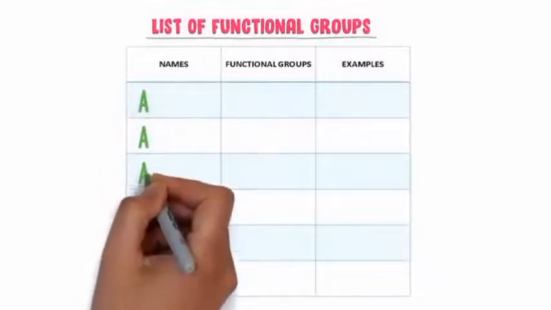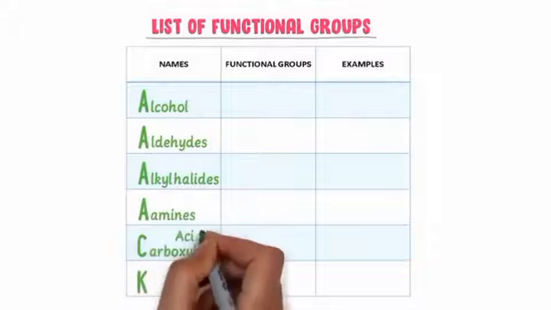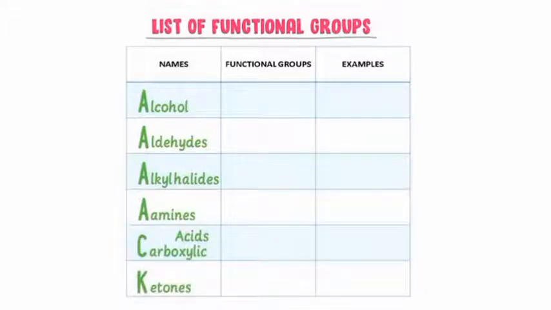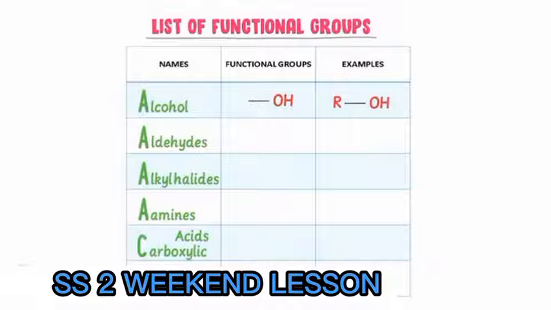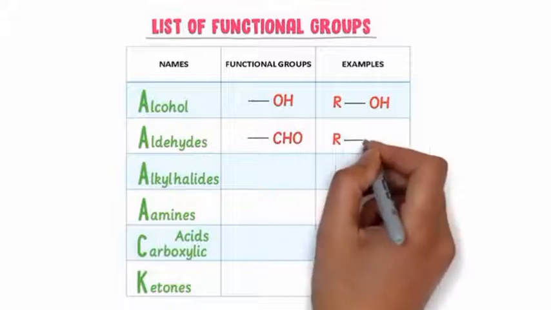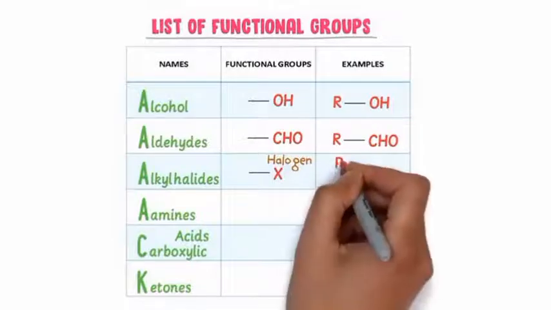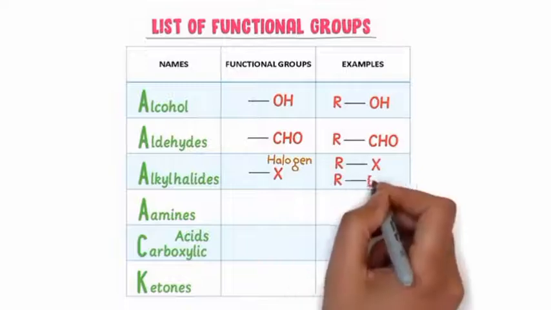We shall now look at a list of important functional groups. I like to write them as 4 A's, C, and K. They stand for alcohol, aldehydes, alkyl halides, amines, carboxylic acids, and ketones. The functional group of alcohol is dash OH, for example, ROH. That of the aldehydes is dash CHO, for example, R-CHO. That of the alkyl halides is dash X, where X stands for halogens, which could be fluorine, bromine, chlorine, whichever. An example, R-X or R-Br.